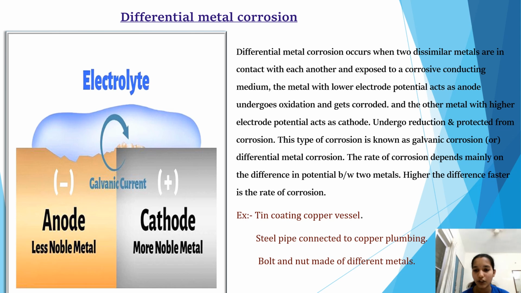The rate of corrosion depends mainly on the difference in potential between the two metals. Higher the difference, faster is the rate of corrosion. Example, tin coating on copper vessel, steel pipe connected to copper plumbing, bolt and nut made up of different metals.